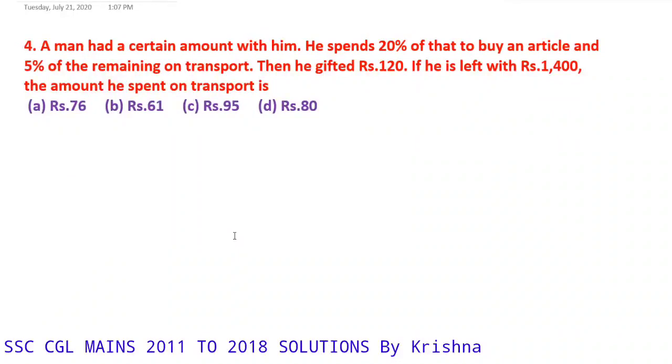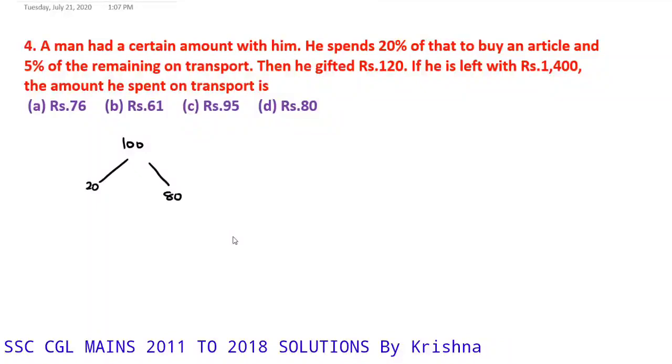A man had a certain amount with him. He spends 20% of that to buy an article and 5% of the remaining on transport. Then he gifted 120 rupees. If he left with 1400 rupees, the amount he spent on transport is. So initially let's assume he is having 100 rupees. So he spent 20 rupees. So he will be left out with 80 rupees.